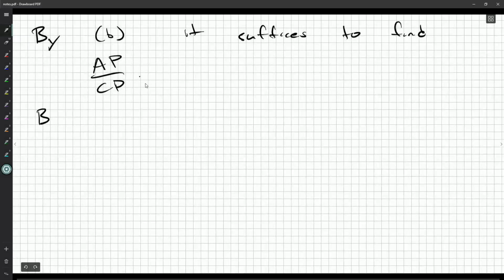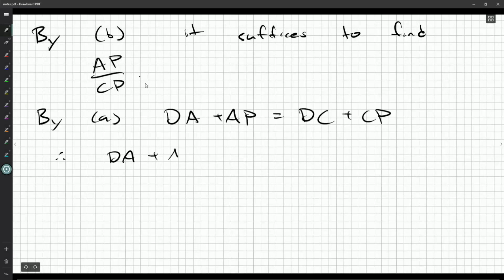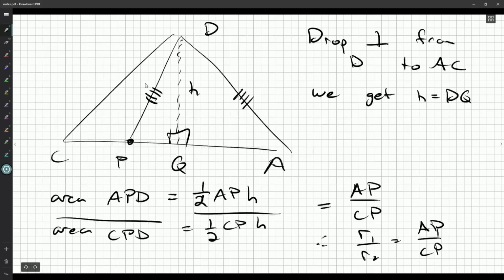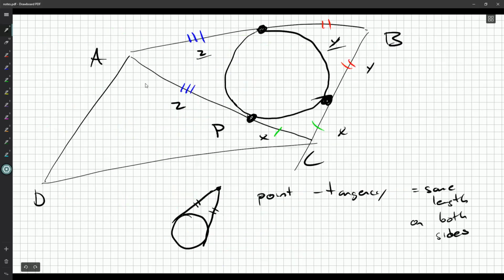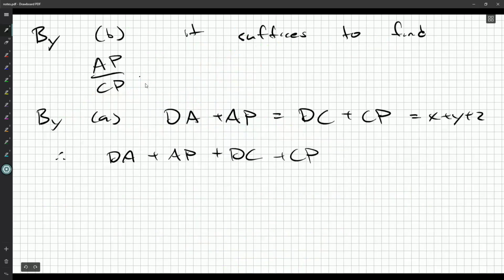So, let's see what we can get. So by A, DA plus AP is equal to DC plus CP. So DA plus AP plus DC plus CP, which I think we called this x plus y plus z, where, what was it? PC was x, and so really we're trying to find the x over z ratio. Or z over x, my mistake. I'm not sure whether or not this will help, but just trying to recall everything we learned in A.